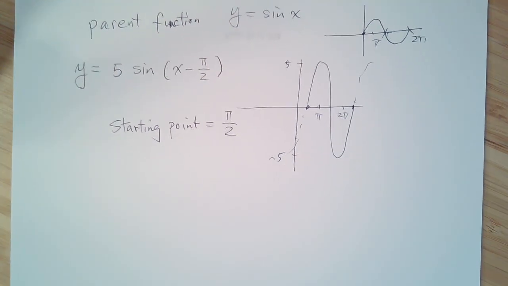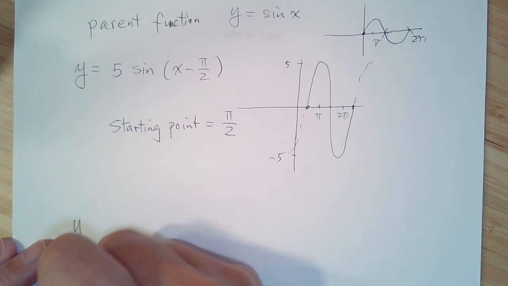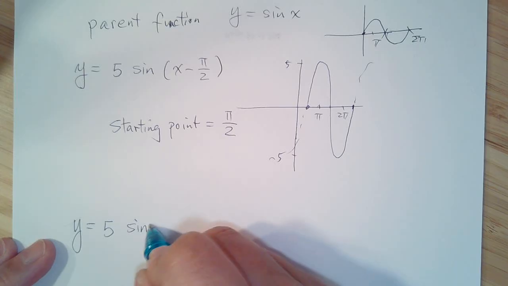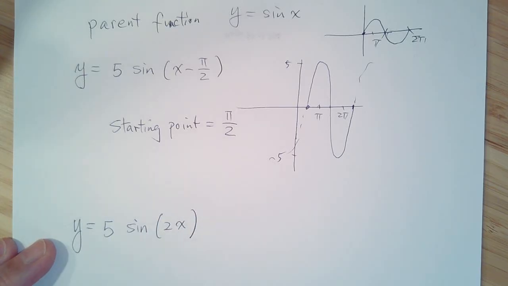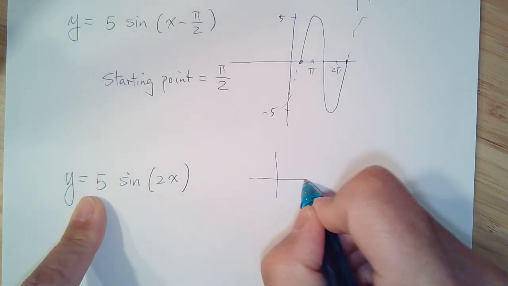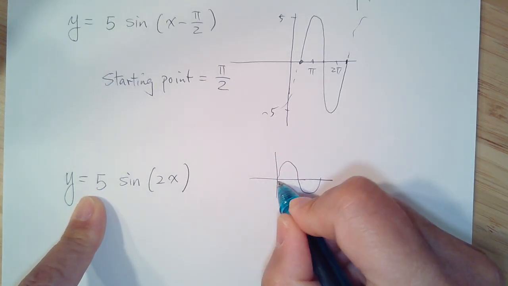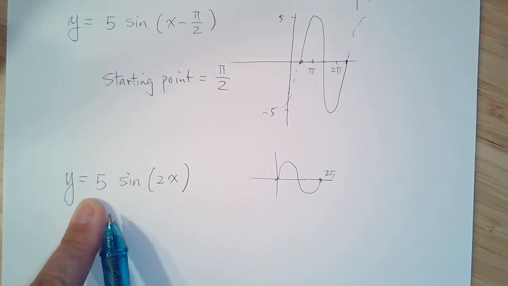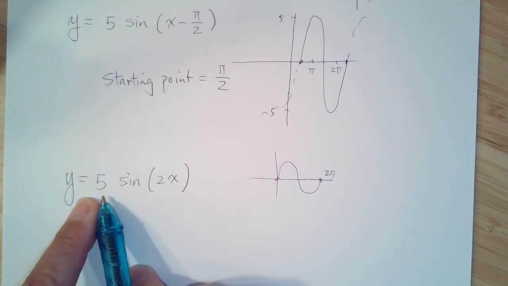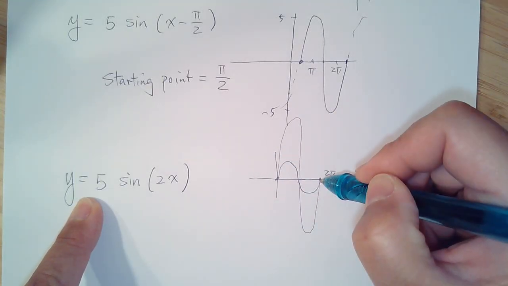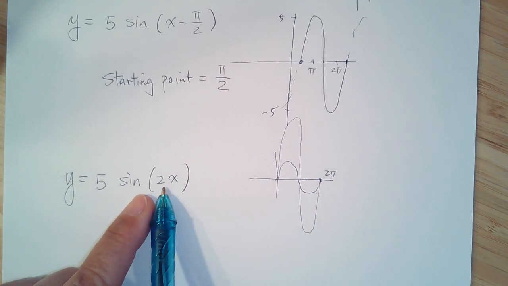All right, now let me do one more. Can you draw 5 sine 2x? Here is 5. The parent function looks like this, right? From 0 to 2 pi. It's one period. That's a sine function. And if I have a 5, I have the amplitude 5, so I have this, right? But what about this 2x?